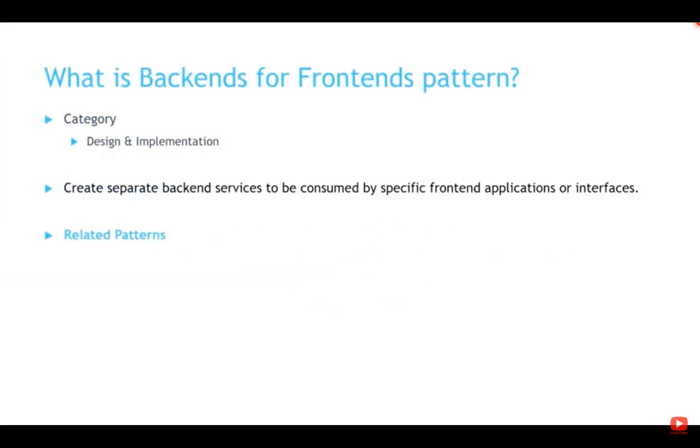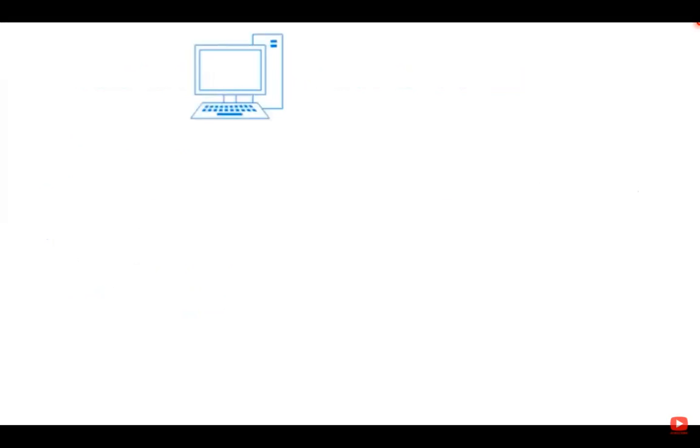Also, it's good to mention other similar or related patterns to the backends for frontends pattern. Related patterns are gateway aggregation pattern, gateway offloading pattern, and gateway routing pattern. Hopefully, we are going to make a video to talk about these patterns in future. And to help you to understand this pattern, let's consider this scenario.